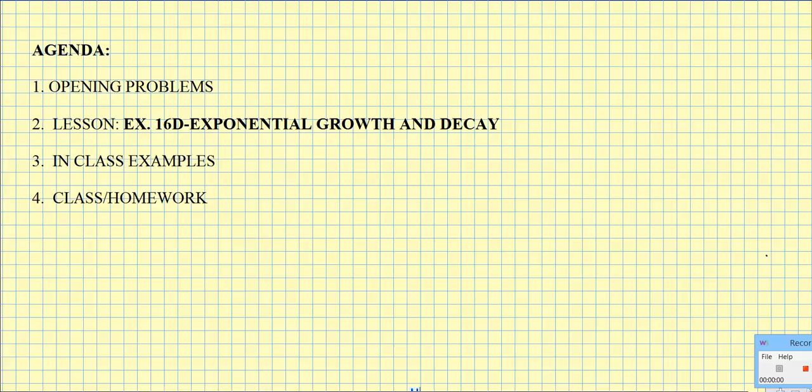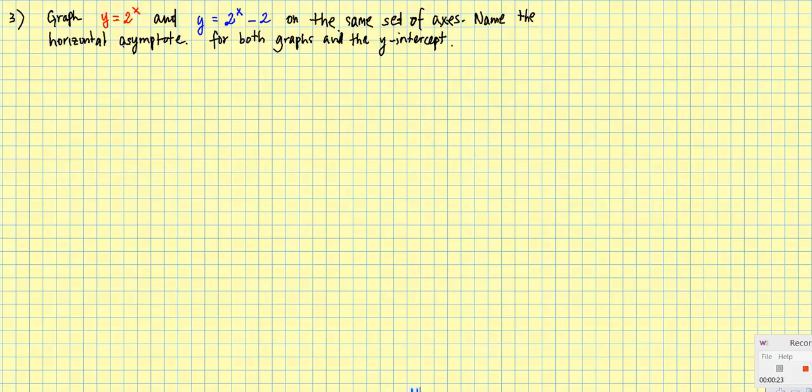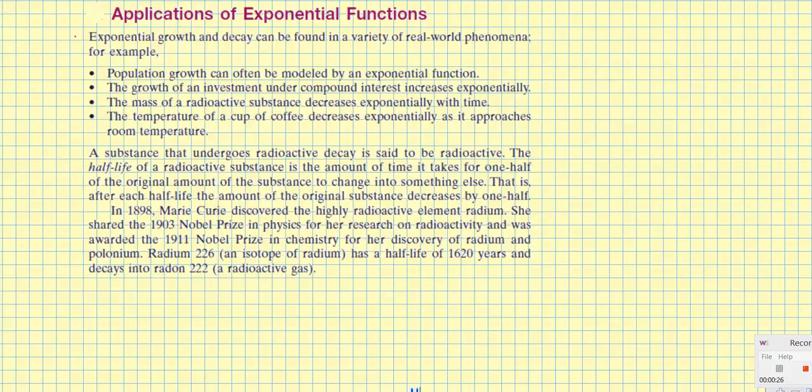Alright, so let's just start with some basics about exponential growth and decay. Let's talk just a minute about the applications of exponential functions. We've talked about exponential functions. We know what the graphs look like now, how they move to the left, right, the transformations, vertical and horizontal translations. We've looked at the vertical and horizontal stretches. We've looked at the reflections over the y-axis, over the x-axis. So now we're going to take a look at how useful exponential functions are.